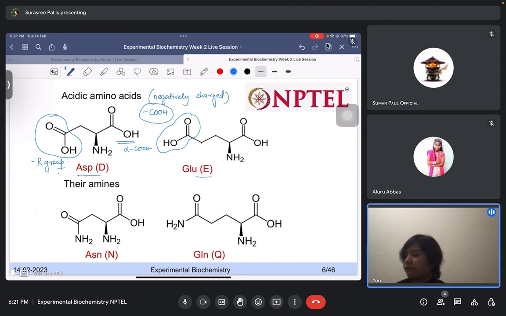amines. So if we replace this carboxyl group with the NH2 group, right? So these are the amines that we get, which are asparagine and glutamine. So look at these structures, aspartate and asparagine, they are very similar. Just in place of this hydroxyl group, you have this amino group, right? And here in place of this hydroxyl group, you have this particular amino group in glutamine, glutamate and glutamine, right? So these are the amines of these acidic amino acids. Any doubt so far?